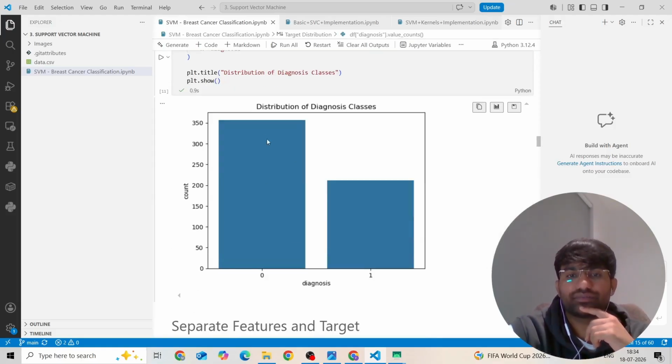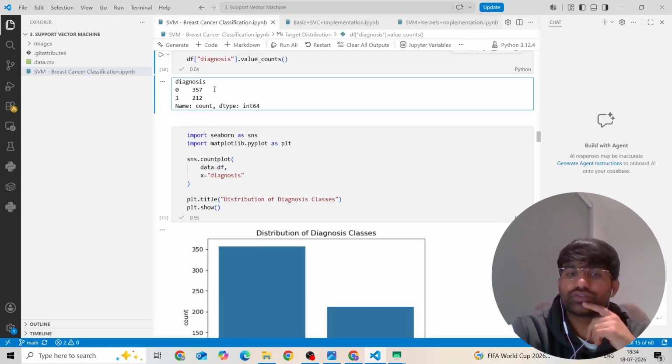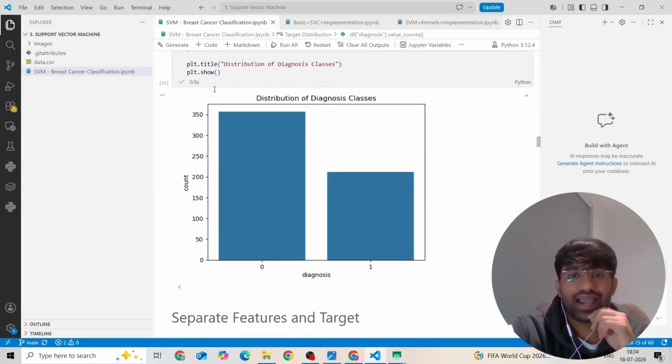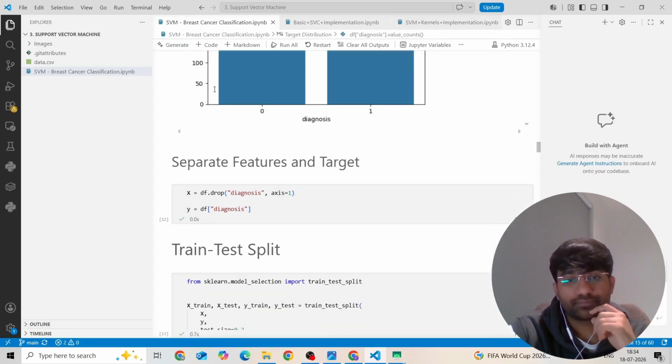So it's almost balanced data. If we plot the distribution, it looks balanced. It is somewhat 60% non-cancer and 40% cancer. So okay, I don't do the handling of the imbalanced data set here. I will directly go for building the model.